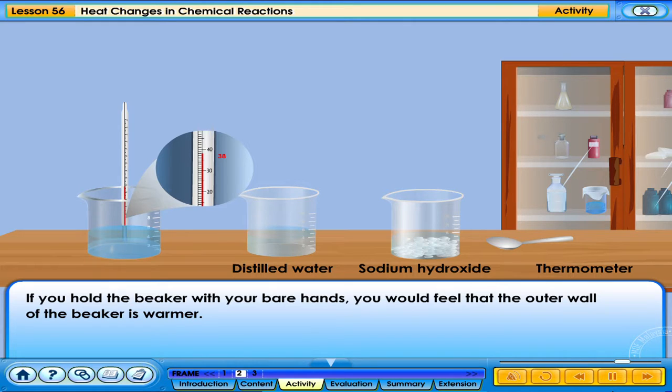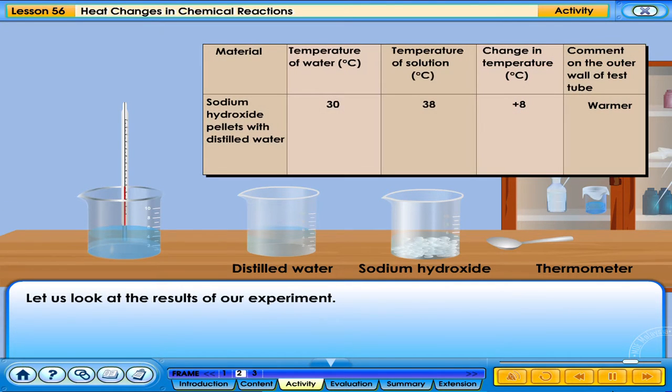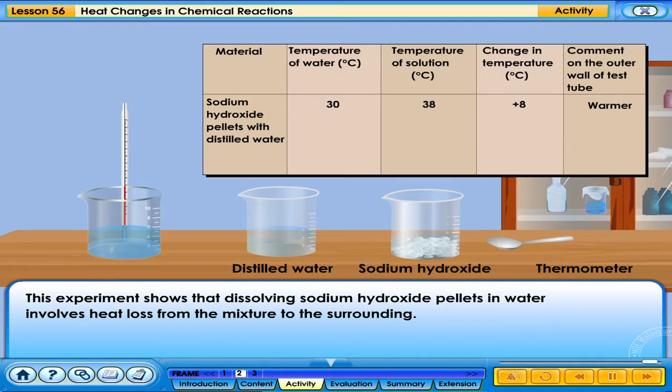If you hold the beaker with your bare hands, you would feel the outer wall of the beaker is warmer. Let us look at the results of our experiment. From this experiment, what can you conclude when sodium hydroxide pellets dissolve in water? This experiment shows that dissolving sodium hydroxide pellets in water involves heat loss from the mixture to the surrounding.